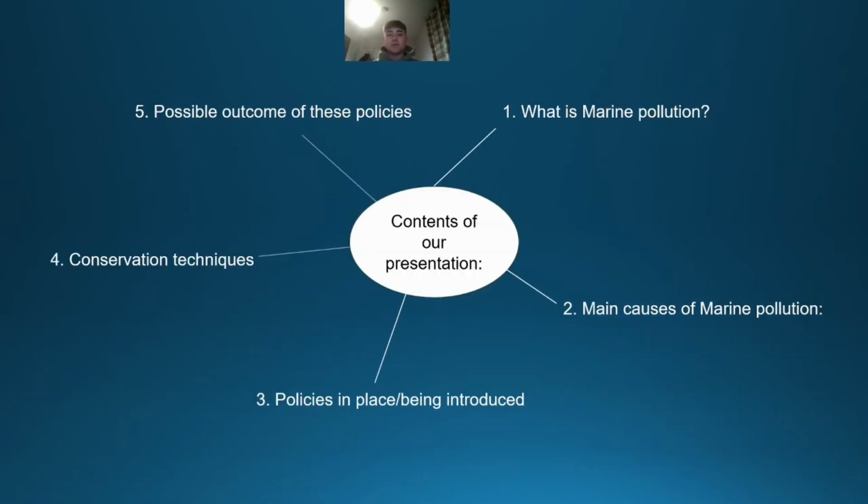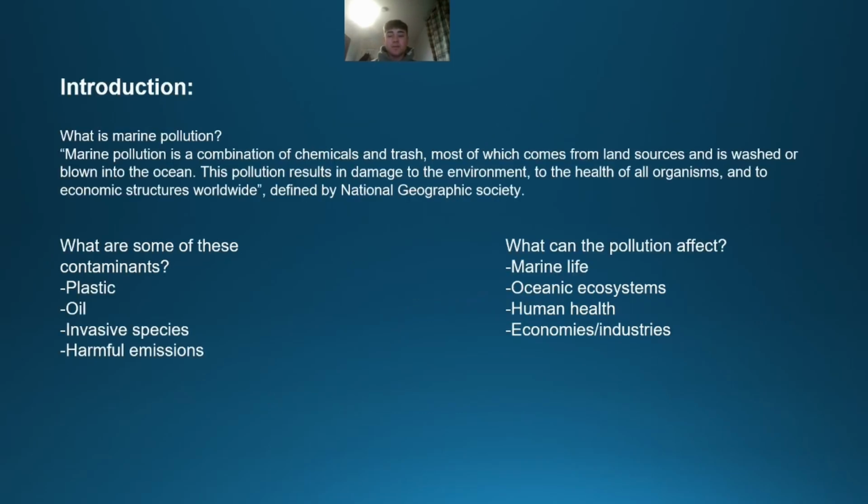In our presentation, we will cover what marine pollution is, with a definition and its main causes and effects. We will then talk about the policies that are being introduced or that are already in place, and then move on to the conservation techniques that are used to help protect marine life. And finally, we will talk about the outcomes of the policies that are in place and what we hope they will achieve. So what is marine pollution?